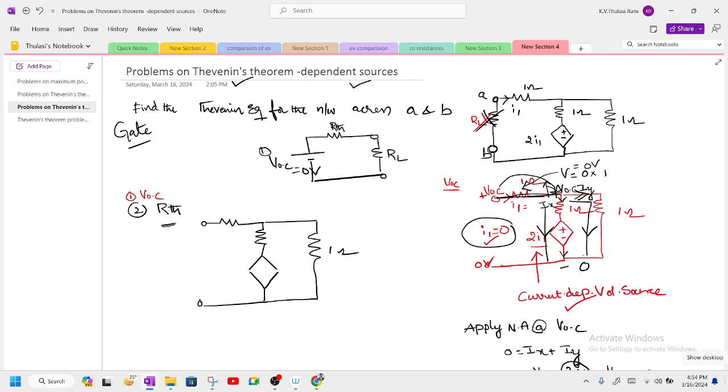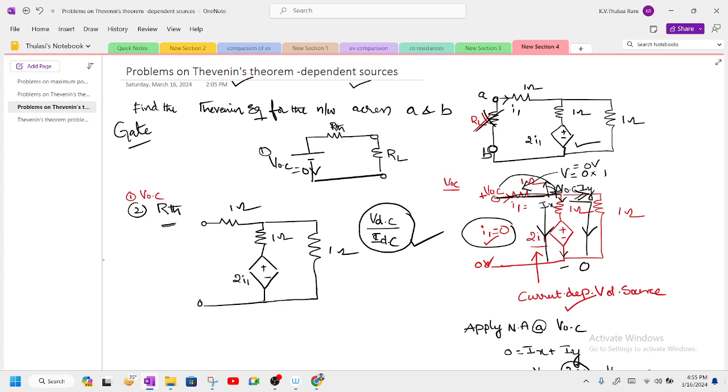This is 1 ohm, this is 1 ohm, this is positive, negative, this is 2 into I1, this is 1 ohm. So for problems like this, I already told you this is a problem with only a dependent source. So when you have only a dependent source, how to find out is: first you apply some DC voltage across the removed load resistor and express this in the form of VDC by IDC. This is the procedure of finding R Thevenin.